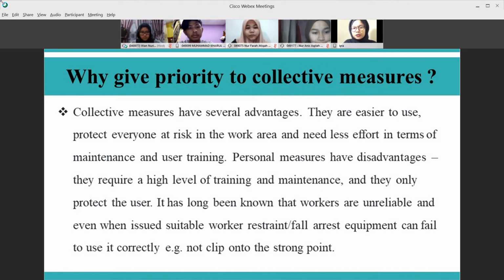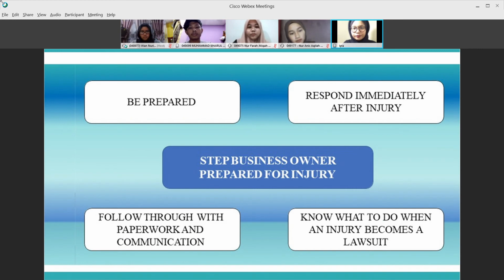Why we give priority to collective measures is because collective measures have several advantages. They are easier to use, protect everyone at risk in the work area, and need less effort in terms of maintenance and user training. Personal measures have this disadvantage: they require a high level of training and maintenance, and they only protect the user. It has long been known that workers are unreliable, and even when issued suitable work restraint or fall arrest equipment, they can fail to use it correctly and not clip onto the strong point. Next.